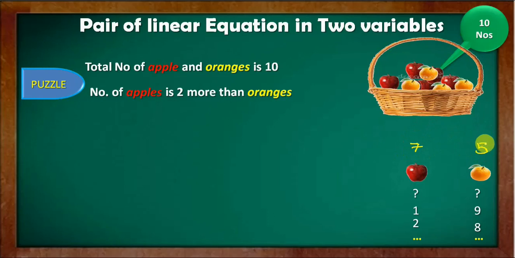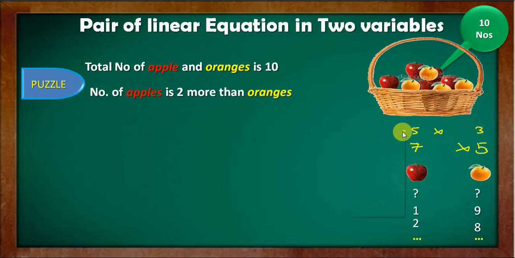What is 7 plus 5? 12. Total is 10. That means this is wrong. How do I find it? By hit and trial method. So I just take 3 here, then here it will be 3 plus 2, 2 more, 5. 5 plus 3 is 8. Again I am wrong. So students, I am giving you time. Just do hit and trial method and give me the answer.